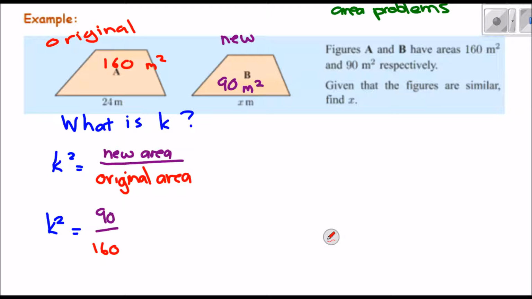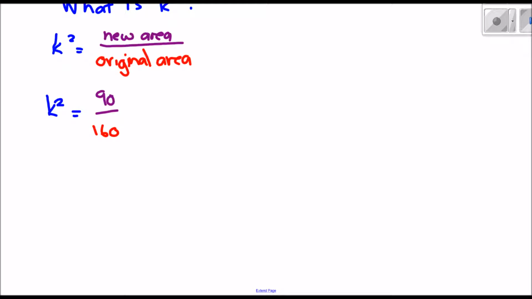So you could start to simplify the fraction. That's maybe one thing you could do. Let's see if we can do that. Okay, so k squared equals 9 over 16. Therefore k equals the square root of 9 over 16.